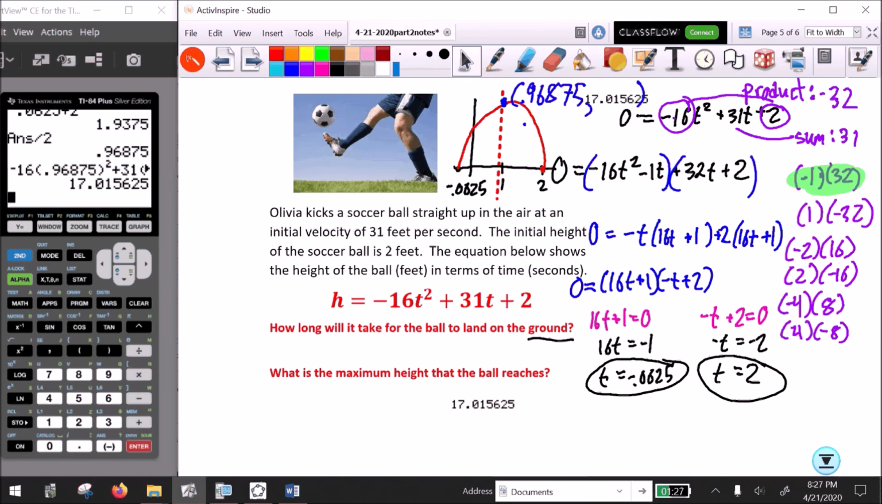Alright, so hopefully this video at least shows you a little bit of how you can use factoring to do some real math where it's something more than just factor this quadratic. This actually shows you how it can be used to solve a physics problem.